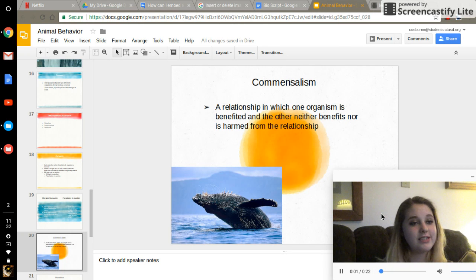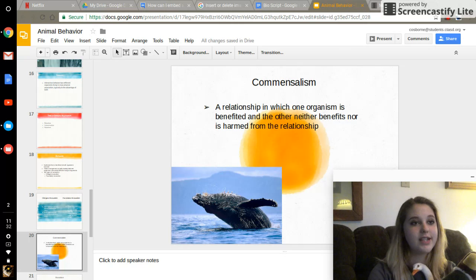Moving on to commensalism. Commensalism is a relationship in which one organism is benefited and the other neither benefits nor is harmed from the relationship. A good example of this would be the relationship between cattle and cattle egrets. These birds live near cattle because when the cattle graze, their movements stir up insects. The birds have their insects and the cattle are totally unaffected.